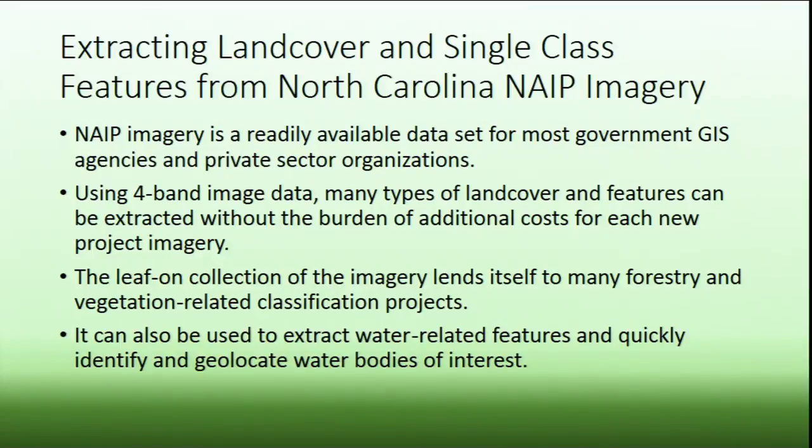So as probably a lot of you are familiar with, NAIP is kind of a readily available data set. It's easy to obtain. A lot of private sector businesses and state agencies can get quick access to it. It is 4-band, so it allows us to do a lot of land cover classification, extract single features, and it lends itself to forestry applications, vegetative-related classification, and another thing, kind of surprisingly, it also lends itself to extracting water bodies from the image.